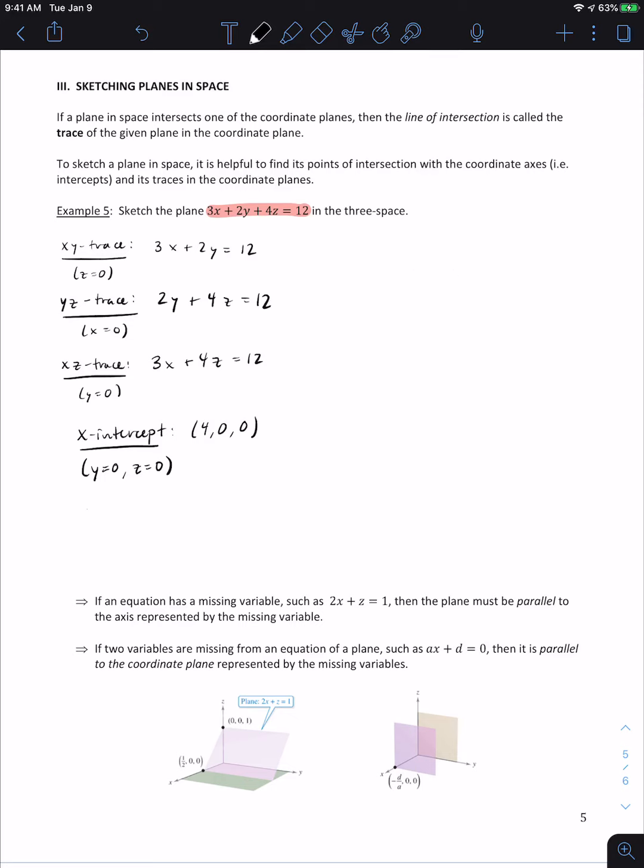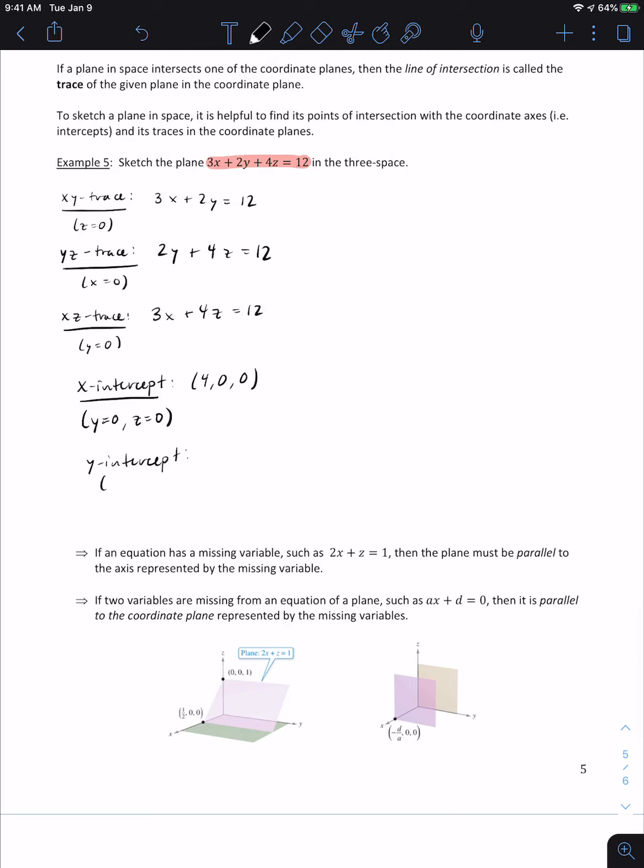So now my y-intercept. Again, how do we do that? We set x equals 0 and z equals 0. If I do that, I would end up with 2y equal to 12, so I get y equal to 6. So I get 0, 6, 0.